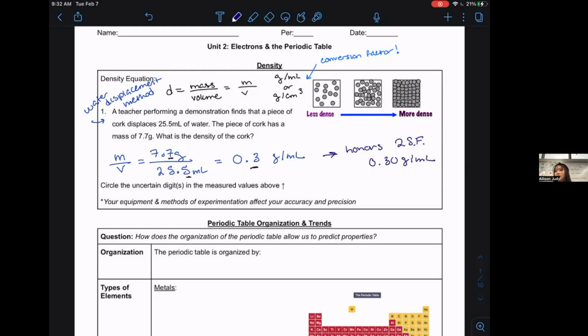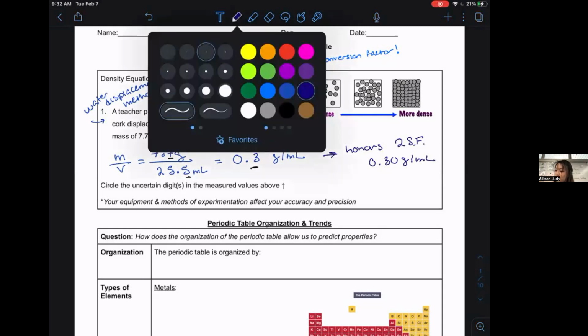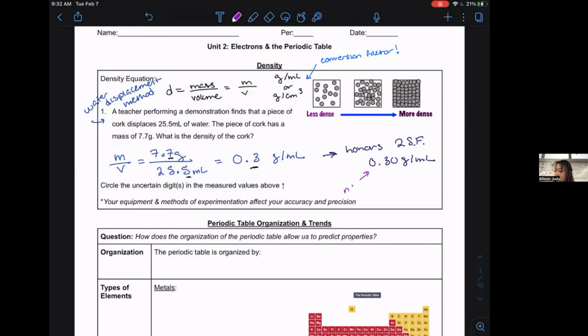No, I know that. But that's 0.30. Isn't that 3 sig figs? That's 2 sig figs because it's the 0 after a non-zero number and a decimal. But the 0 before that is just a placeholder. 0 point, just placeholder. So this is non-significant and these 2 are significant.